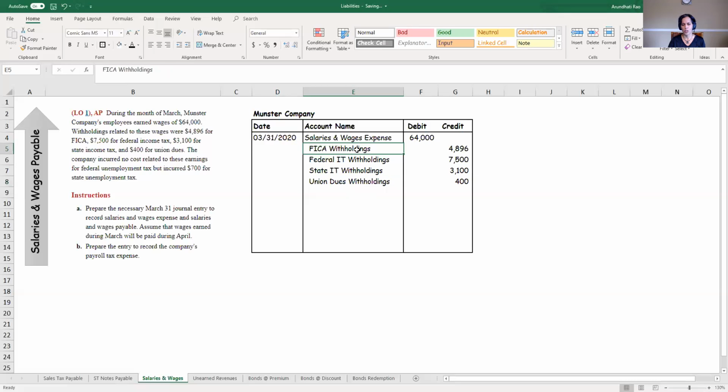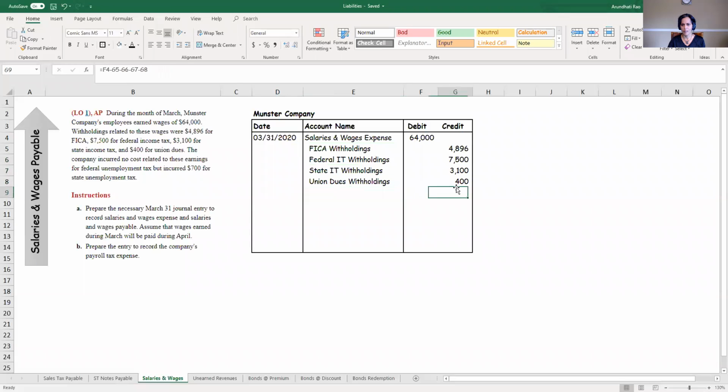FICA is Social Security and Medicare taxes. Federal income tax is the tax that you as the employee have to pay. Instead of waiting until the end of the year, April 15th, to make those payments, we have it taken out of our paycheck every time, and that's what this amount is. Similarly, we have state income tax from our paycheck and the union dues.